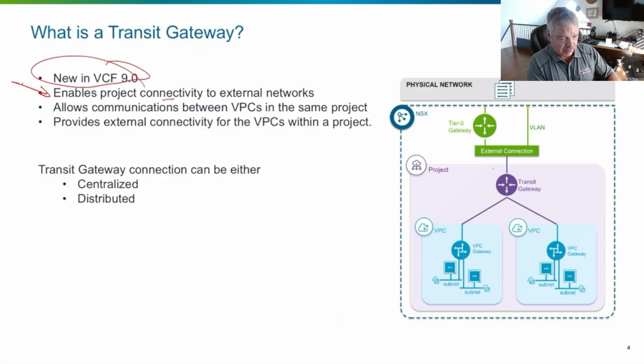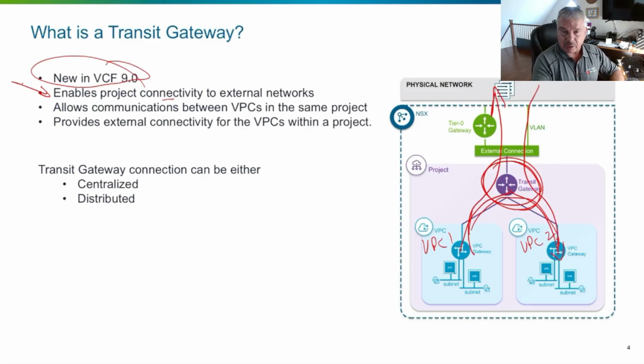And you can see a picture right there. I have a VPC 1 right here. I have another VPC, let's say VPC 2 here. They could talk to each other through the transit gateway, or they could talk to the outside world, or the outside world could talk to them if I get things set up properly. So the transit gateway is very important, okay? It provides all communication between our VPCs, provides external connectivity for the VPCs and projects, and I just mentioned that.